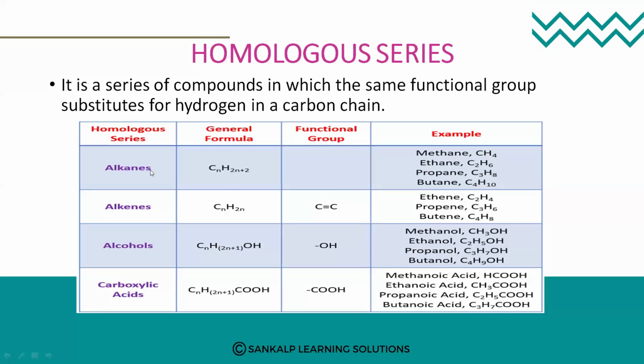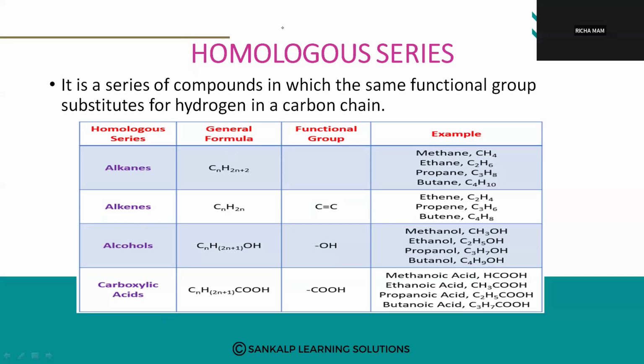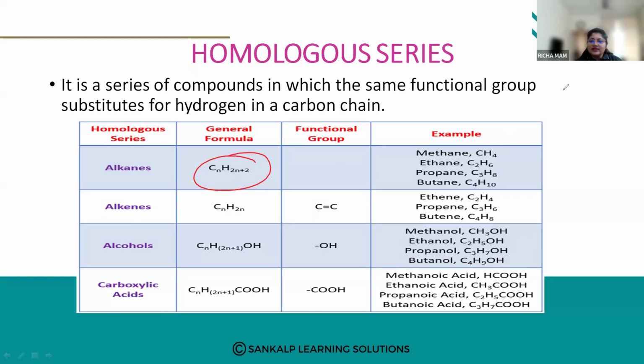We have discussed alkanes, alkenes, alcohols, carboxylic acids. So what is the general formula of alkanes? It is CnH2n+2, right? So you can see CH4. When one carbon is present, it is methane. When two carbons are present, it is ethane. When three carbons are present, it is propane. And when four carbons are present, it is butane.